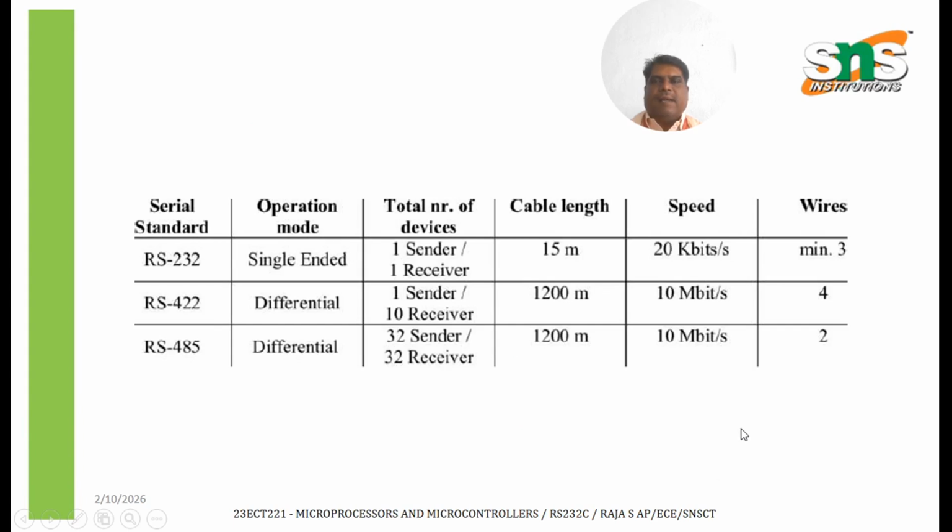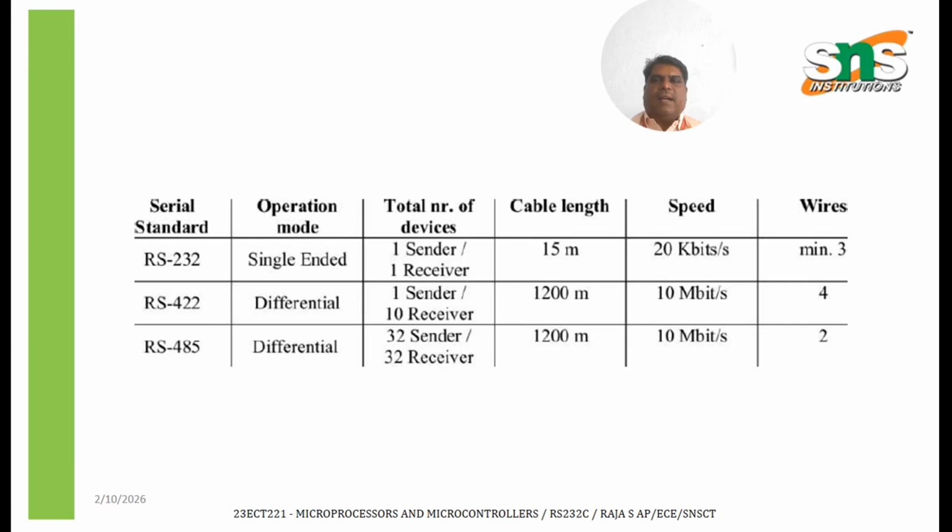This is the comparison between RS232, RS422, and RS485. The operating modes: RS232 operates in single-ended mode, RS422 operates in differential mode, and RS485 also operates in differential mode. The total number of devices connected by RS232 is one sender and one receiver, whereas in RS422 it is one sender with 10 receivers, and for RS485 it is 32 senders along with 32 receivers. So depending upon the user specifications, the number of senders and receivers may also vary.